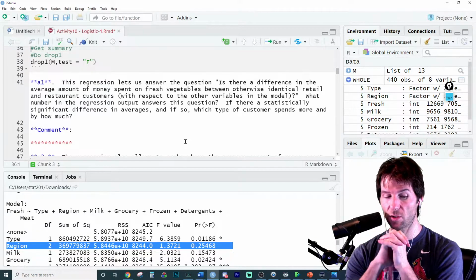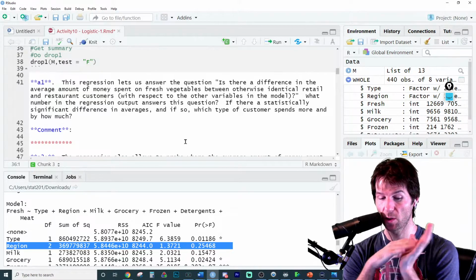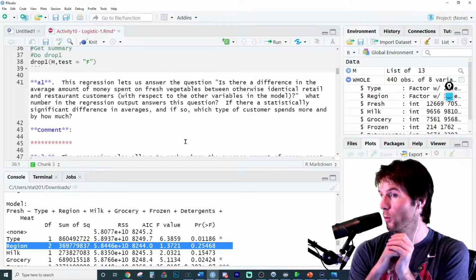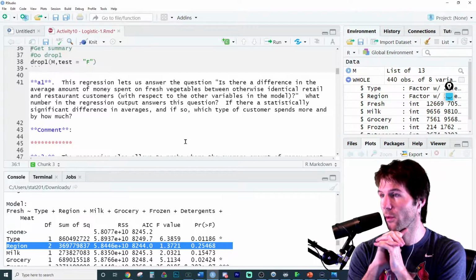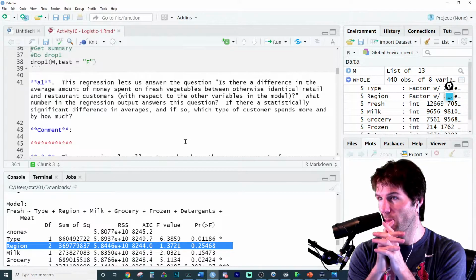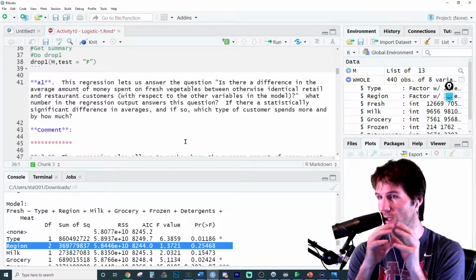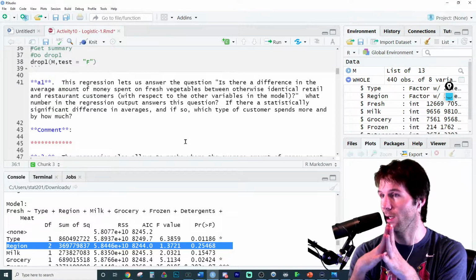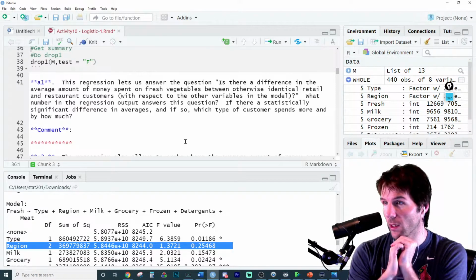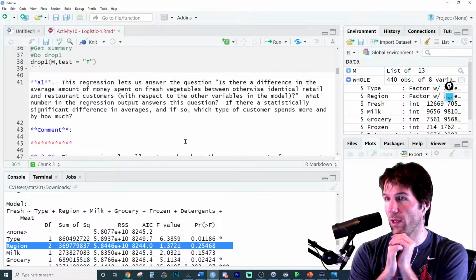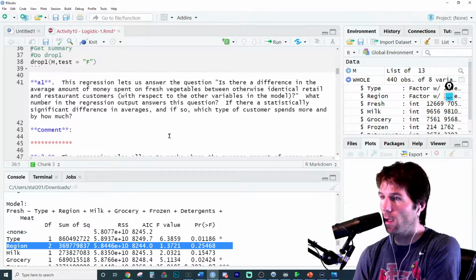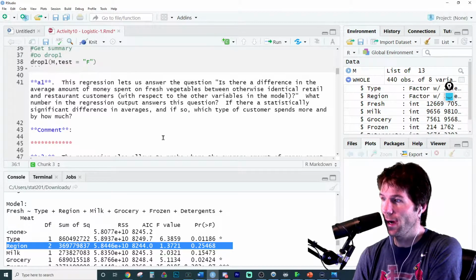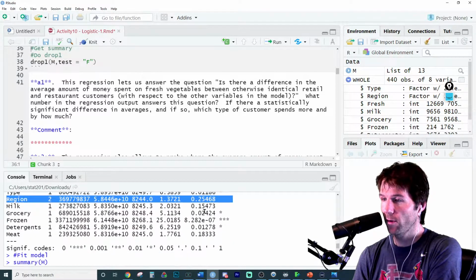The regression lets us understand: is there a difference in the average amount of money spent on fresh vegetables between two otherwise identical retail and restaurant customers with respect to the other variables in the model? What number in the regression output answers this question? Is there a statistically significant difference in the average, and if so, which type of customer spends more, and by how much? So we're looking at the variable right here. It just depends: is there a statistical difference in the averages of what they're spending? And what we have right here is the significance.